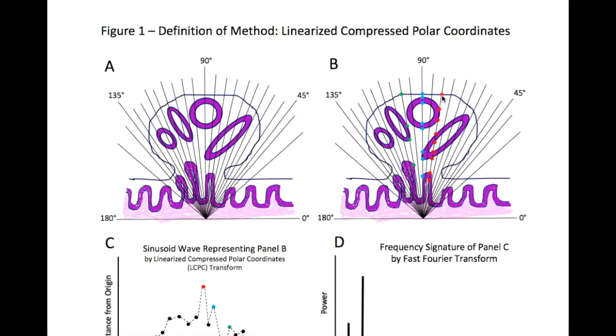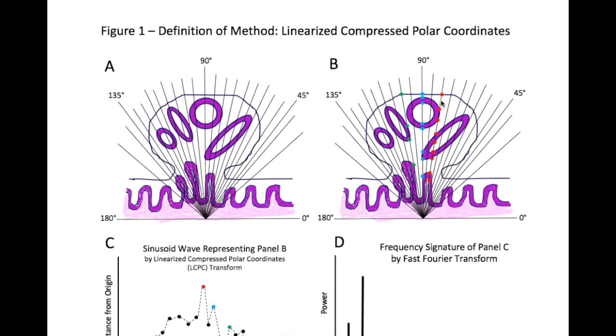So for every radial line, I make note of the intersections, and each intersection has a distance from the origin. For example, this red dot is close to the origin, while this red dot is furthest from the origin, and each of these distances is quantifiable.